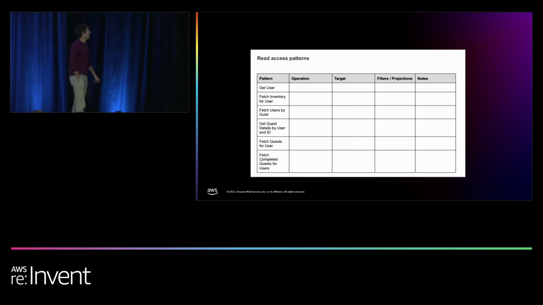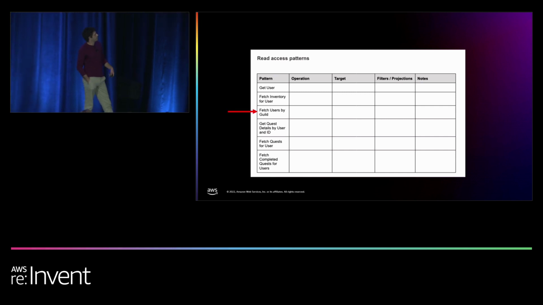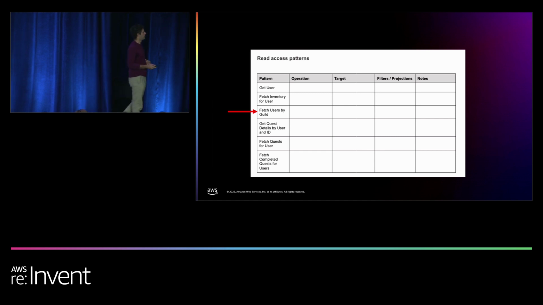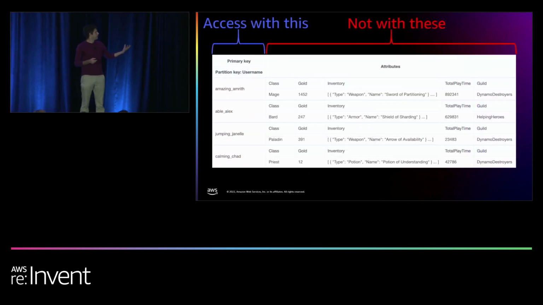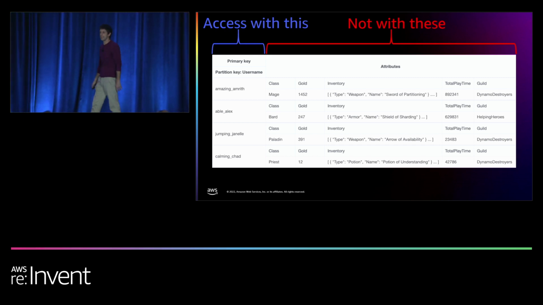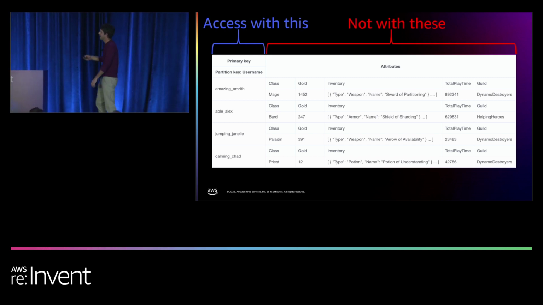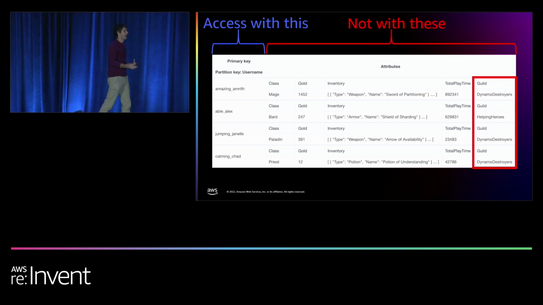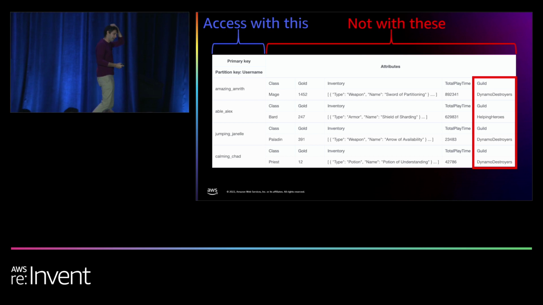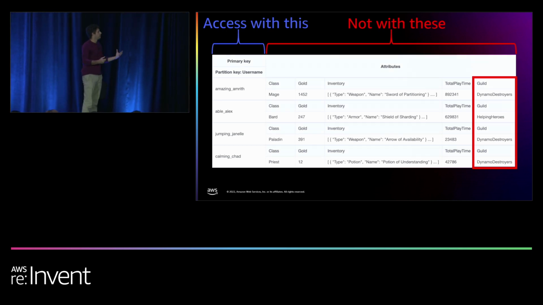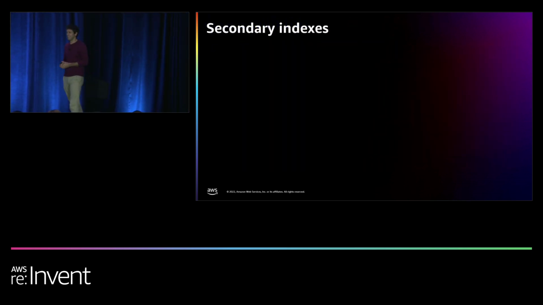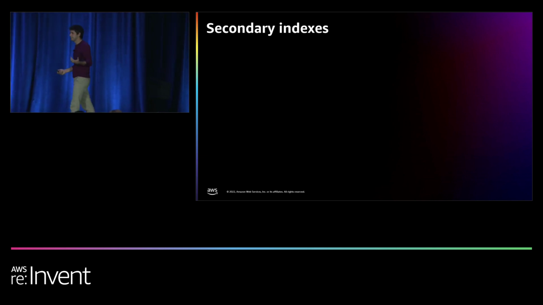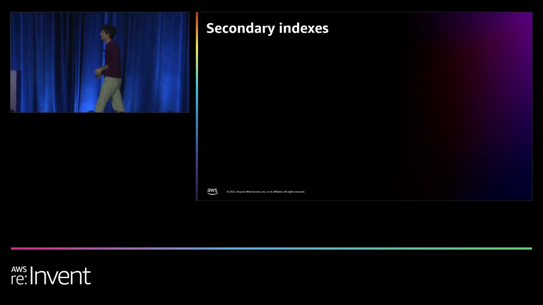Last thing I want to look at with these read access patterns, notice we have a pattern of fetch users by guild. So we want to retrieve all the users that belong to a certain guild. But if we look at our users table, it's already partitioned according to username because we have this get user by username access pattern. But then our guild is some other attribute. We said that it's not efficiently indexed for that. So how do we handle multiple access patterns on the same piece of data? That's where something called secondary indexes come in. And these are actually fairly similar to indexes in your relational database with a few differences.